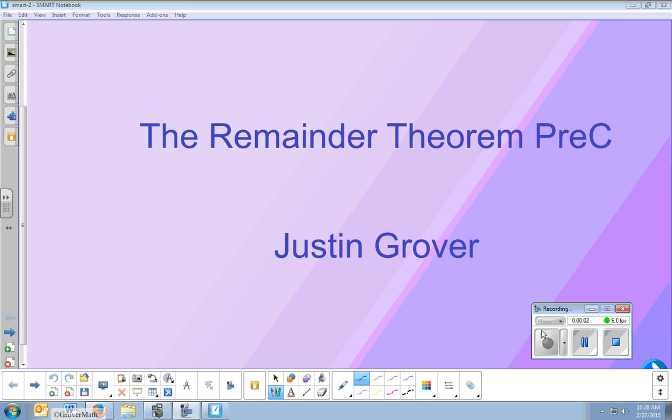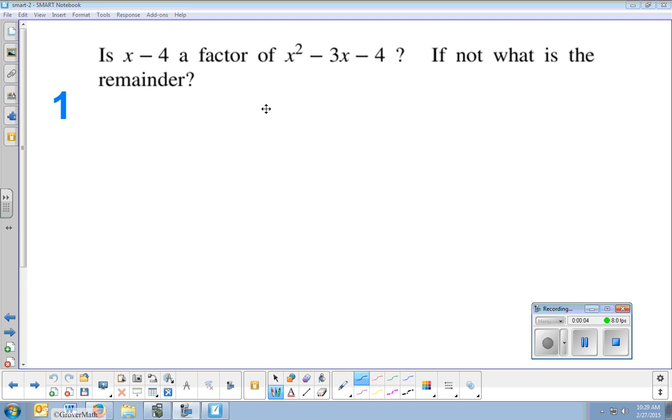The remainder theorem, pre-calc. Is x minus 4 a factor of x squared minus 3x minus 4? If not, what is the remainder?